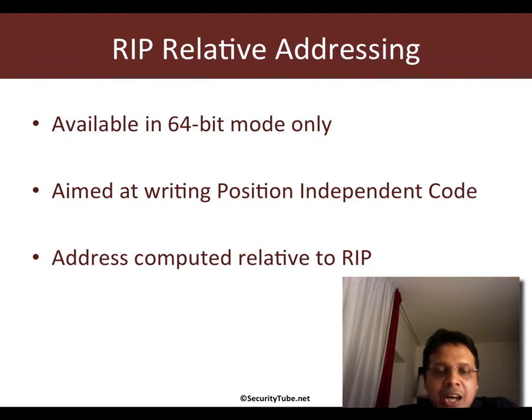Now, with RIP relative addressing, this becomes really very simple because when we create the shell code, we can reference the data relative to what the position of RIP would be. The whole idea was to be able to write PIC, or position independent code. From a shell coding perspective, RIP relative addressing is really a huge advantage, as we will see.